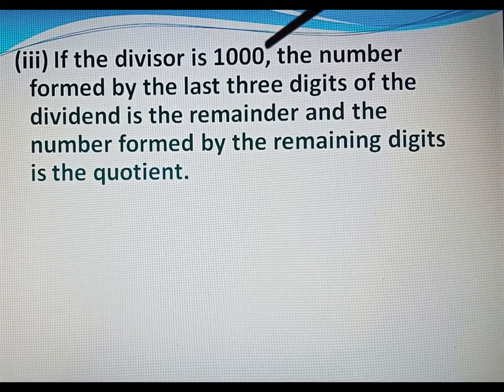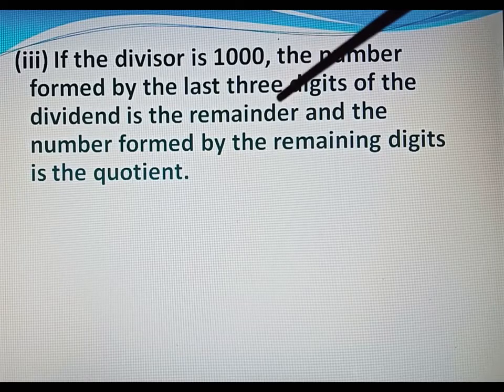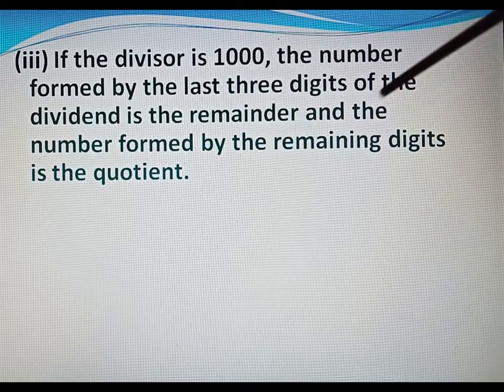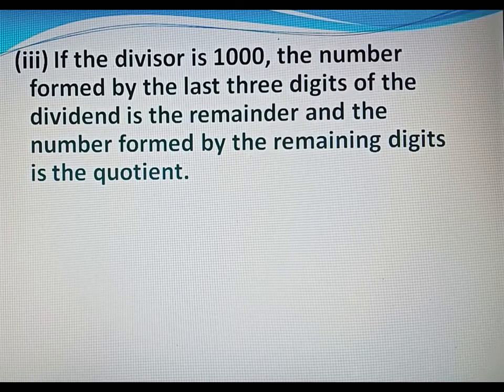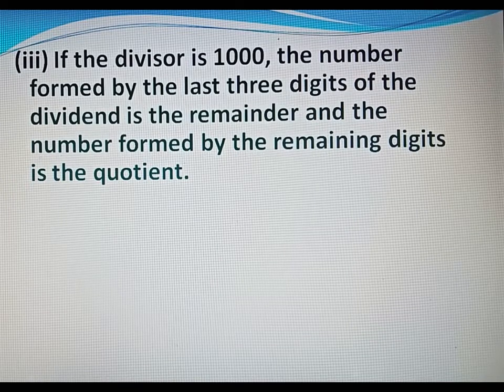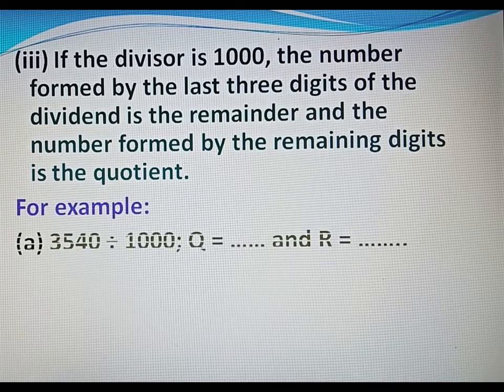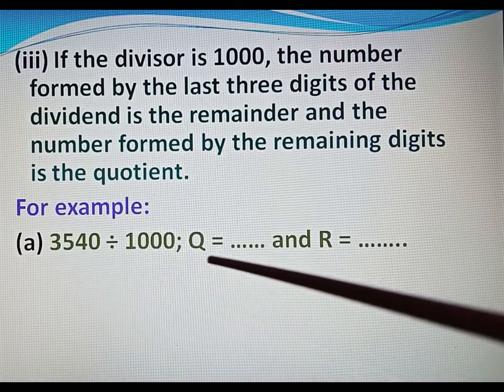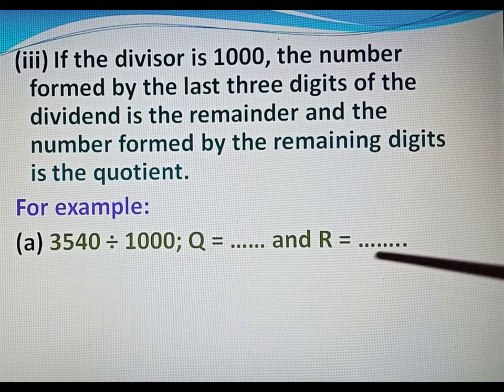Now, third part. If the divisor is 1000, the number formed by the last three digits of the dividend is the remainder, and the number formed by the remaining digits is the quotient. I will explain it by an example. See, for example, A part, 3540 divided by 1000, quotient equals dash and remainder equals dash.